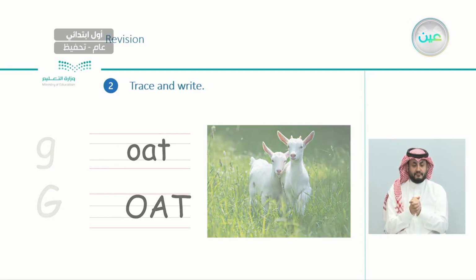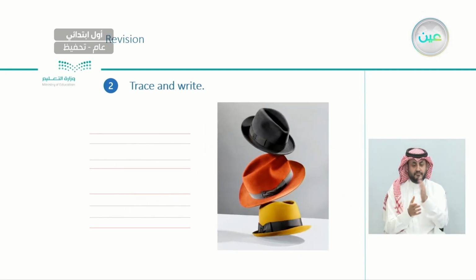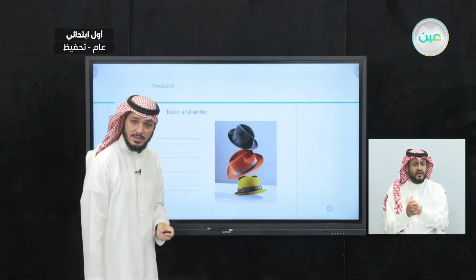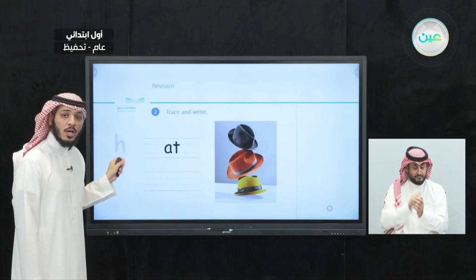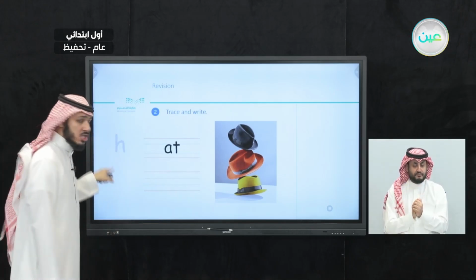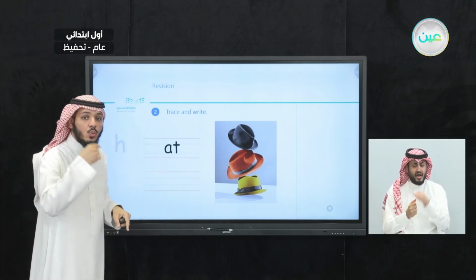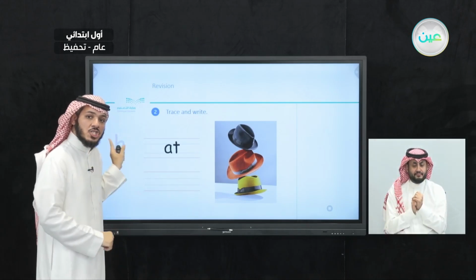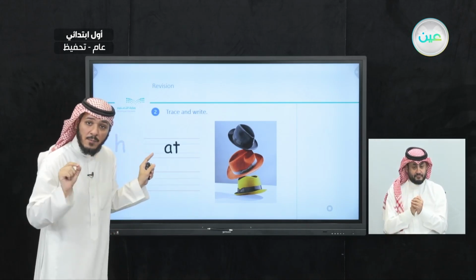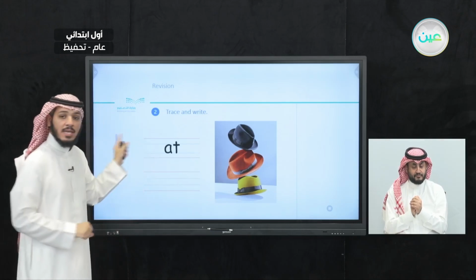Okay, excellent. Now we have this. What is this? Yes, this is a hat. Excellent, hat. So we have hat, H. Okay, now we have the letter H, but we pronounce it as ha. So we have hat.